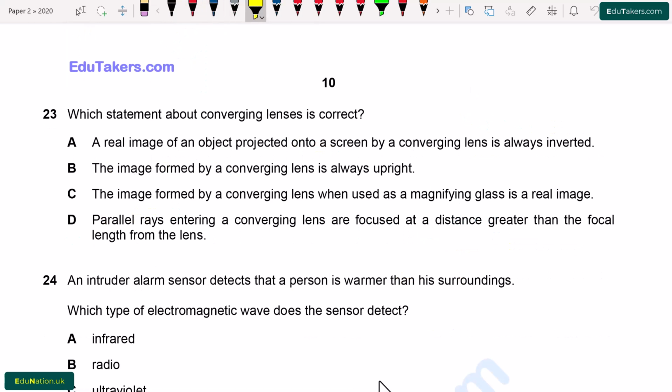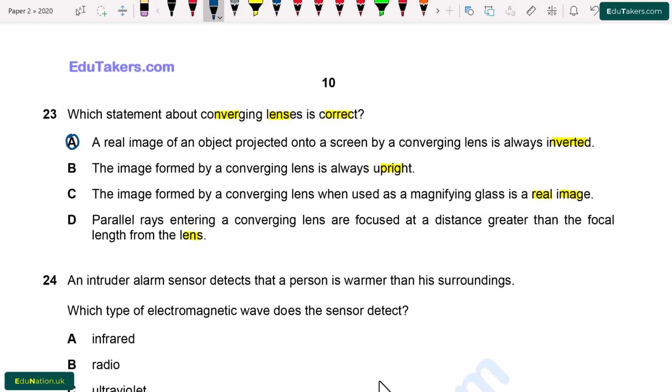Question number 23. Which statement about converging lenses is correct? Option A. A real image of an object projected onto a screen by a converging lens is always inverted. Option B. The image formed by a converging lens is always upright. C. The image formed by the converging lens when used as a magnifying glass is a real image. D. Parallel rays entering a converging lens are focused at a distance greater than the focal length of the lens. So from here, option A is correct.